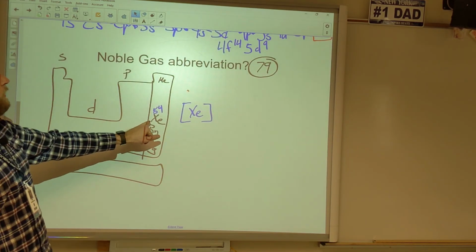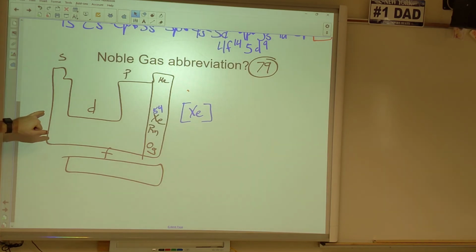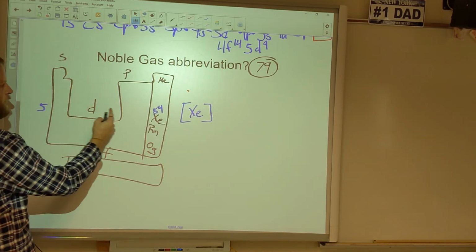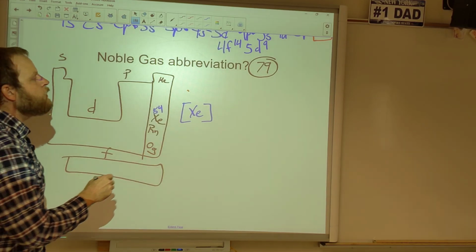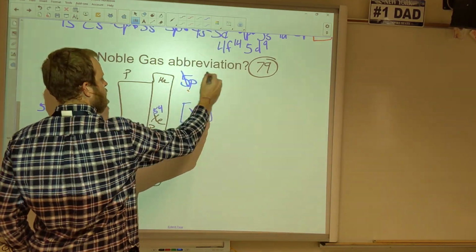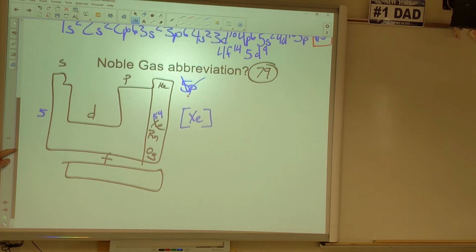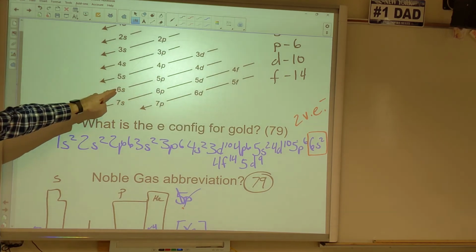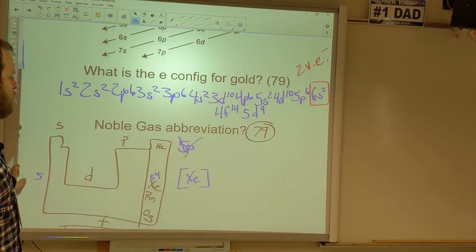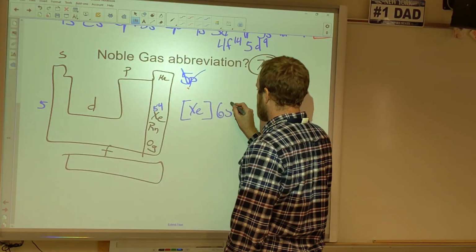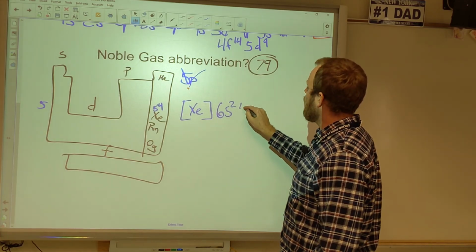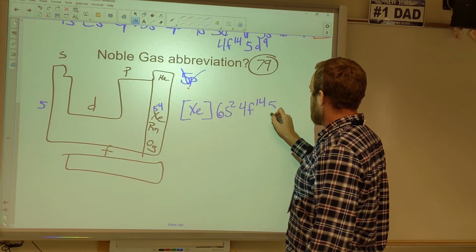If I find xenon on my periodic table and go all the way over here, what row down is it? Fifth? So it's 1, 2, 3, 4, 5, if you're looking at your own periodic table. It's the noble gas in the 5th row. This means that 5p is full. Xenon's 5p orbital is full. So that's where I leave off. 5p is done, so my next part is 6s. Now I do 6s2. Remember, this was 54, so now we're at 56. Then I do 4f14, we're at 70, and then 5d9.